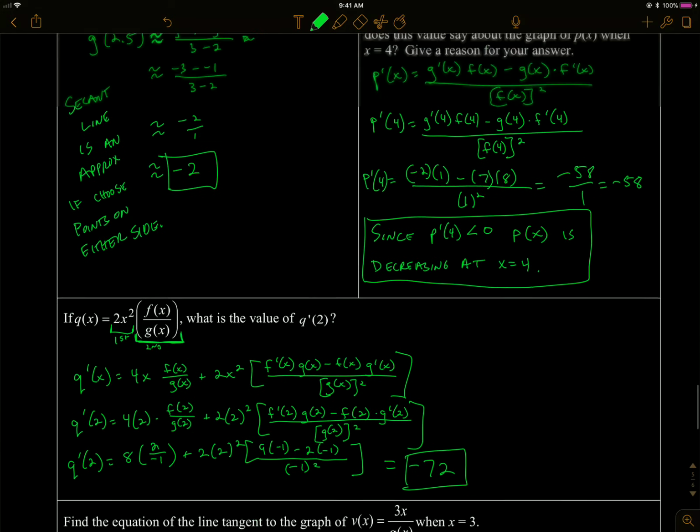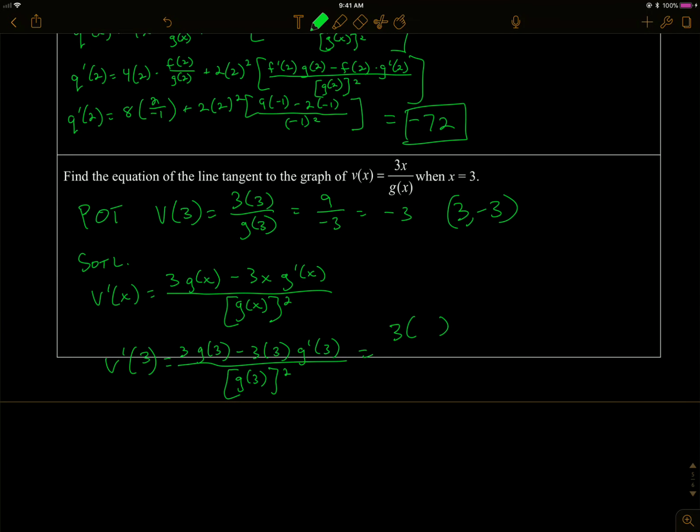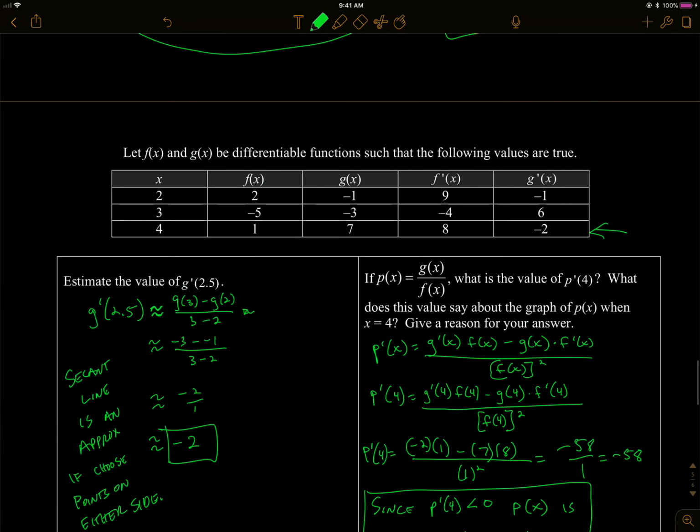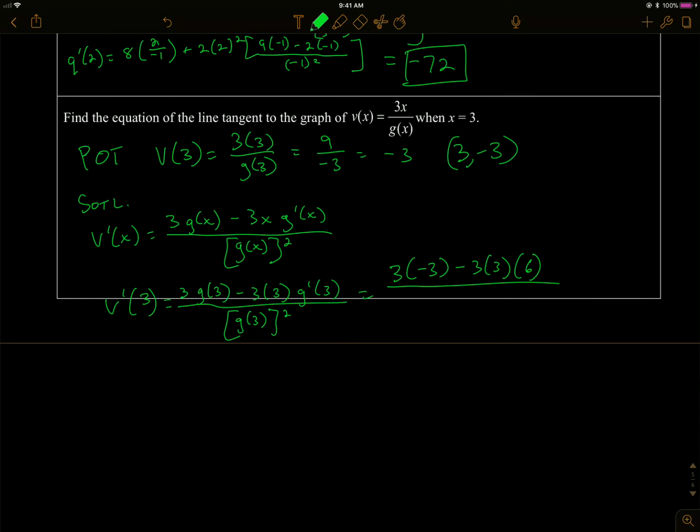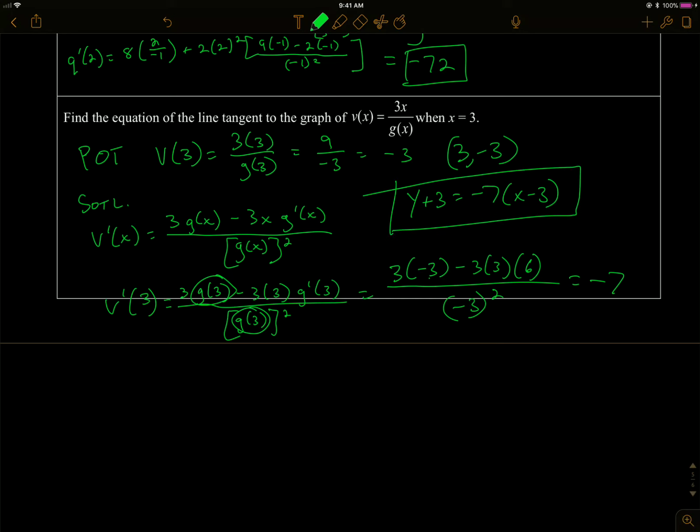3 times g of 3 is negative 3, of course, a lot of 3's, minus 3 times g prime of 3. g prime of 3 is 6. Hey, we got a 6 in there. All over g of 3, which was negative 3, right? So g of 3 squared, because I see that it matches this guy. So I see that number there. Okay, that whole thing is going to work out to be negative 7. So now I'm going to write the equation: y plus 3 equals negative 7 times x minus 3. There's the equation of the tangent line. That is it.